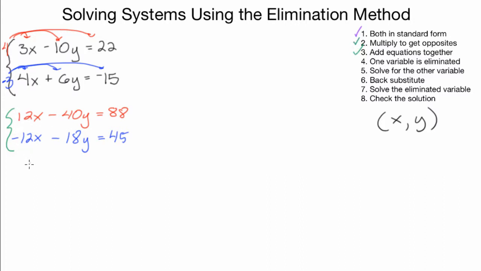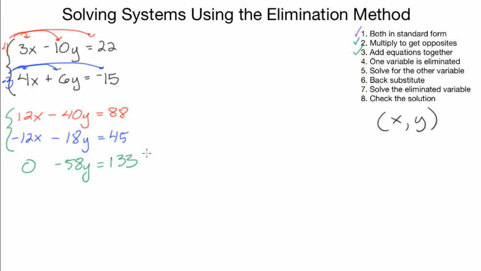12x minus 12x gets 0. I like that. Negative 40y plus negative 18y is going to be negative 58y, is equal to 88 plus 45. 120, 113, 133. Just double check that. Yep, 133.